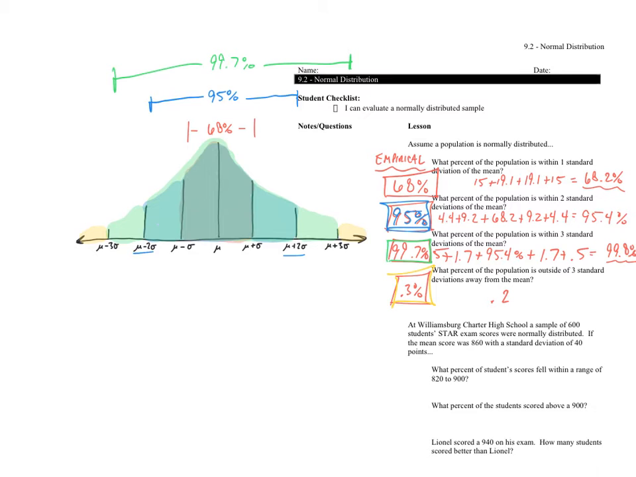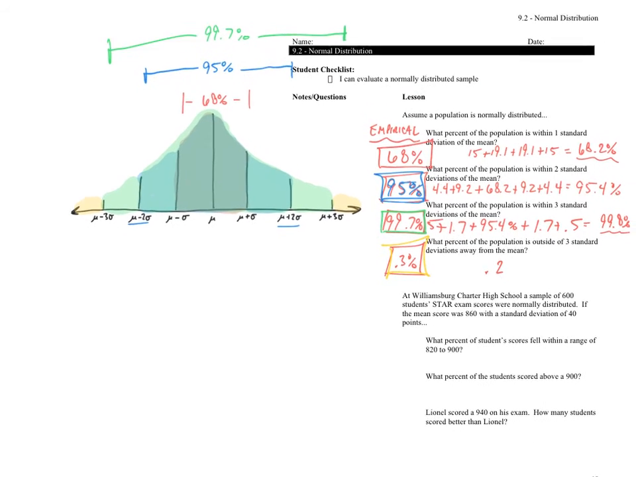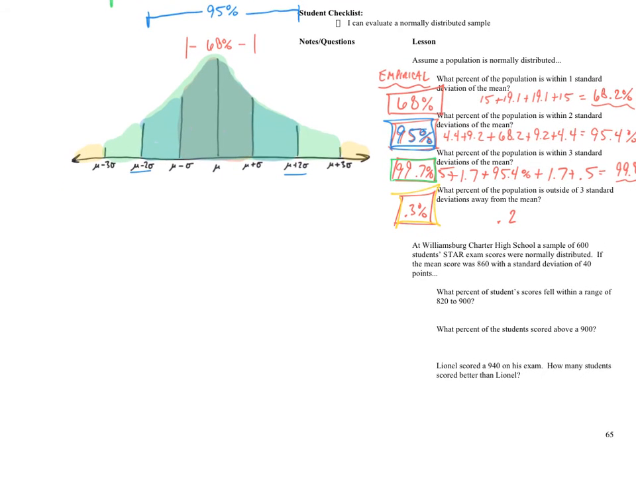So let's just use this curve and plug in some real numbers here, looking at examples of how this might be applied in a situation where you actually do have normally distributed data. So an example in our notes here says that at Williamsburg Charter High School, a sample of 600 students' STAR exam scores were normally distributed. And this key term here, normally distributed, is very important because that tells us that we can use the empirical rule and we can use this normal distribution curve the way that we're used to using it in order to evaluate this situation. If the mean score was 860 with a standard deviation of 40 points, and then we've got some questions.